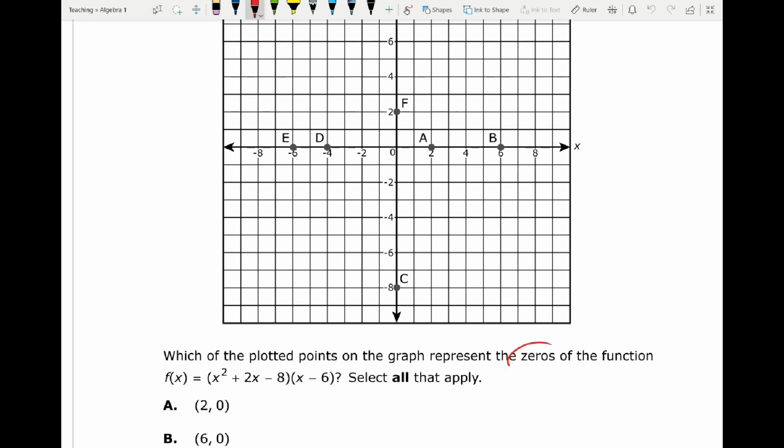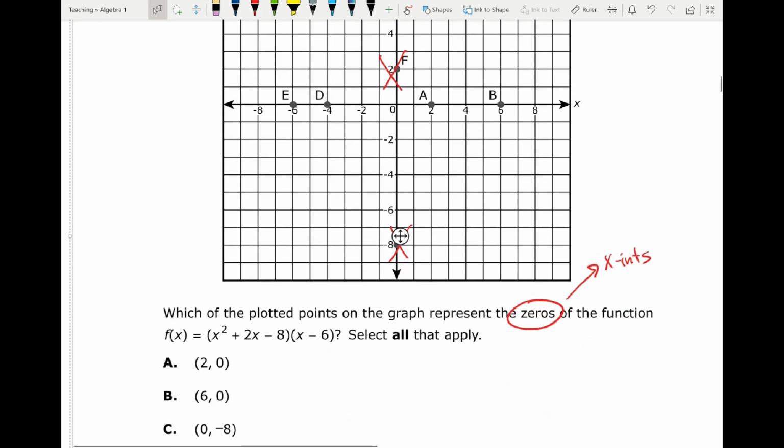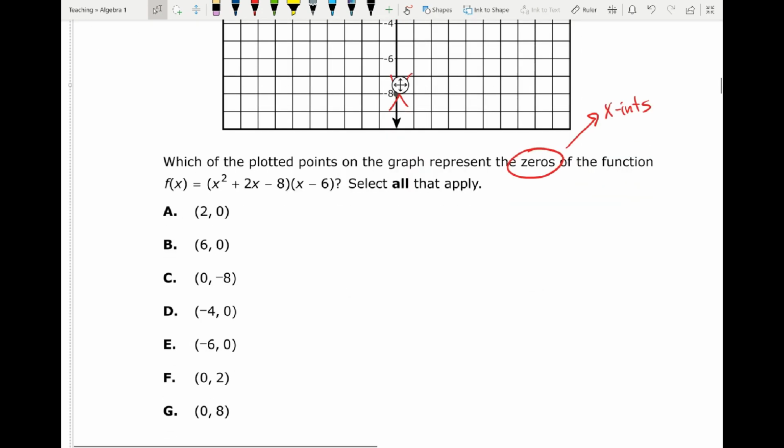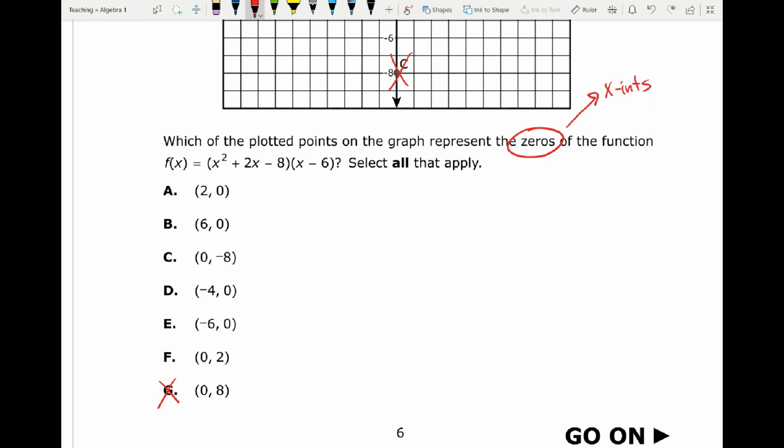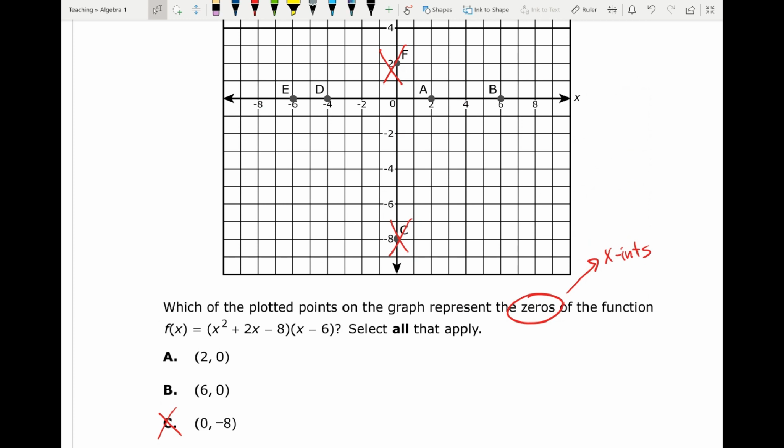So if we look at the word zeros in this question, we know that zeros mean the x-intercepts of this graph. So right away, we can go up to this graph, and we can cross out anything that's not an x-intercept. G, F, and C are y-intercepts of this graph. Therefore, we cannot include those. So we can go right down to here. We can cross off G, F, and C. Those are not possible options for this. So therefore, anything else, E, D, A, and B are possible.